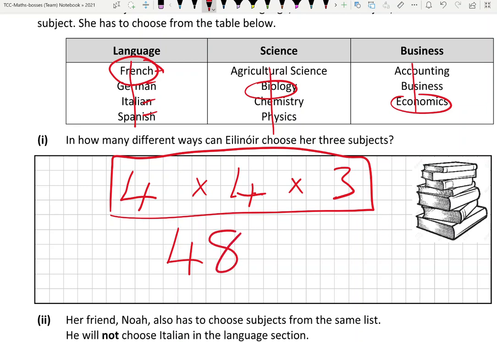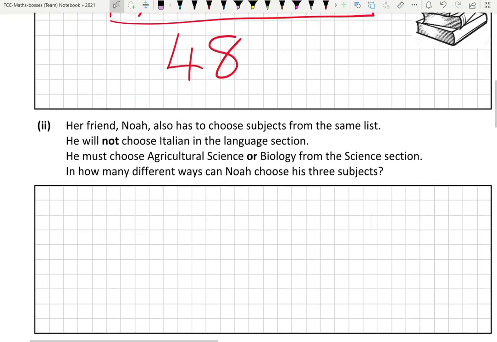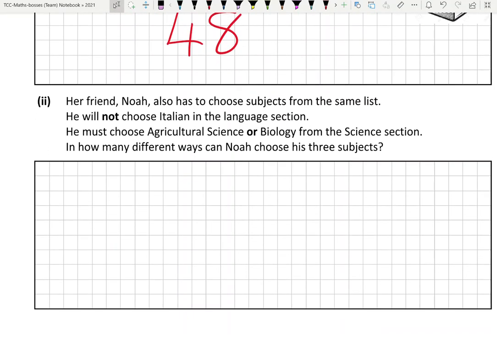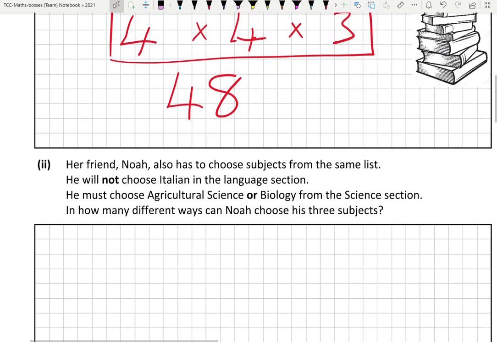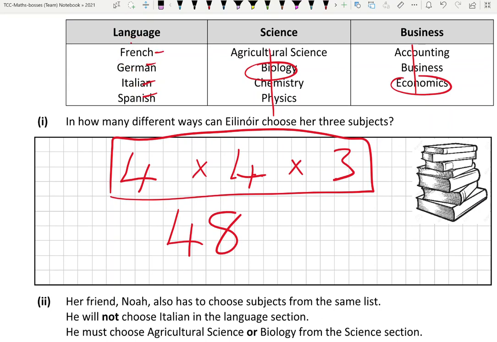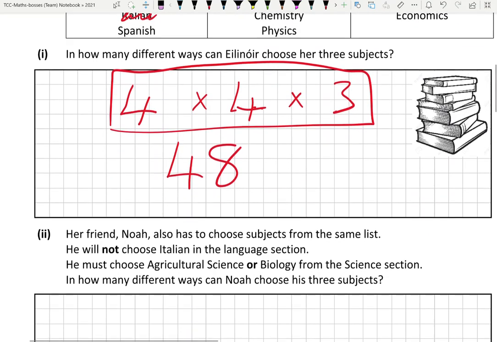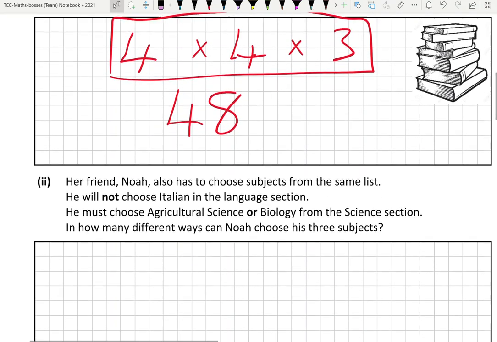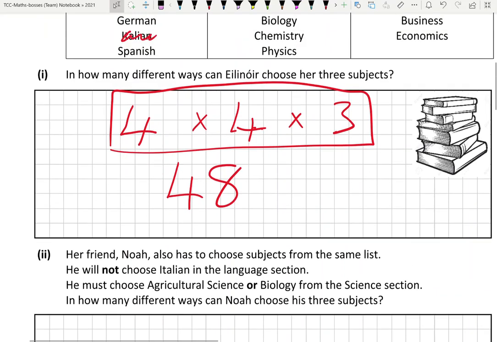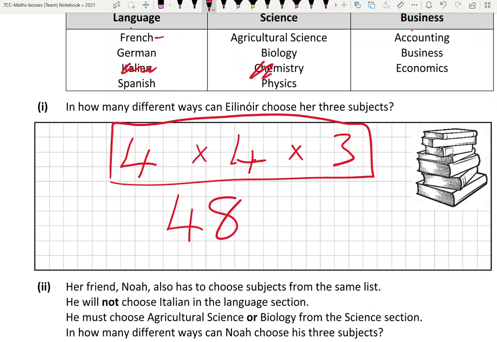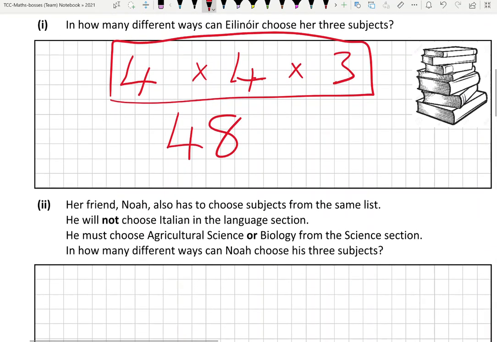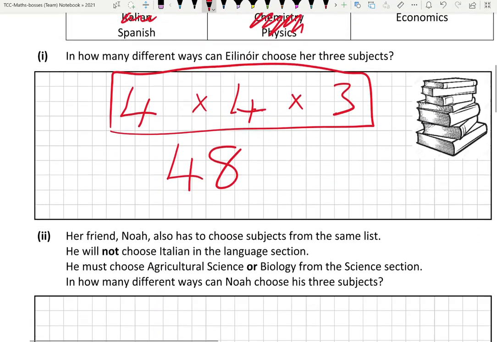Okay, let's move on. Her friend Noah also has to choose subjects from the same list. He will not choose Italian in the language section. So let's take Italian out of the list. He must choose ag science or biology. Let's take these 2 off the list from the science section. And then the question is, in how many ways can Noah choose his 3 subjects?